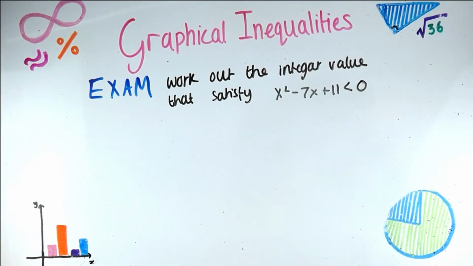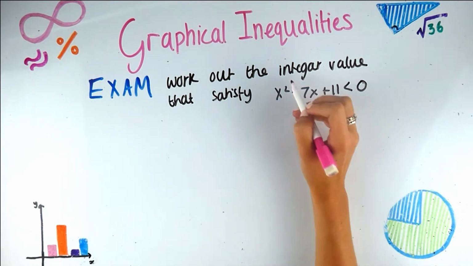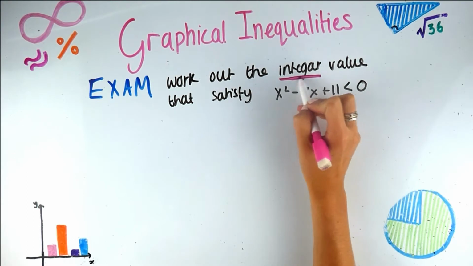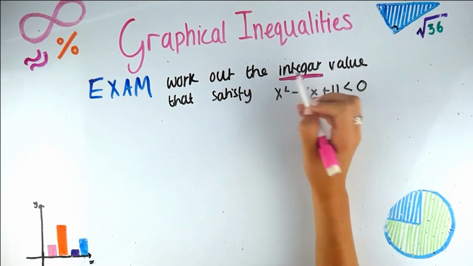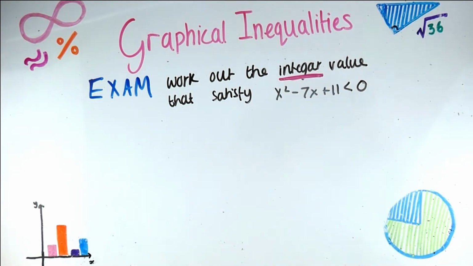Okay, so this is another exam question. Work out the integer values that satisfy x squared minus 7x plus 11 is less than 0. So similar to before, except we need to know what an integer is, and that's a whole number, so numbers on the number line, like 1, 2, 3, 4, minus 1, minus 2, etc.